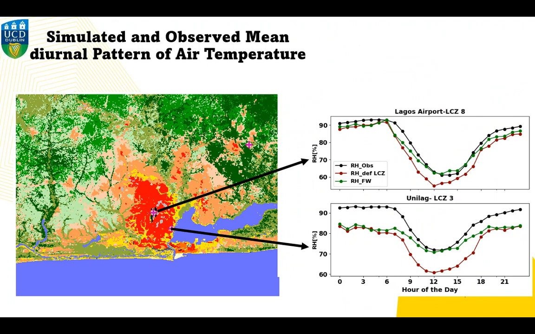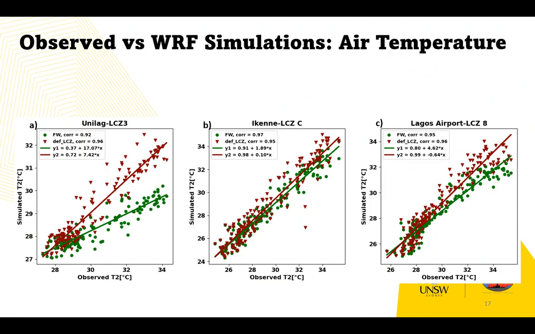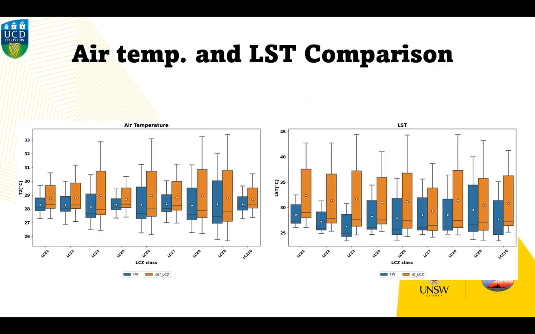So we also compare the relative humidity. We see that our fieldwork is closer to the observation than the generic local climate zone. Generally, we see that they have a similar pattern, with linear correlations greater than 0.9, except for this station, where we have lower values of air temperature from our fieldwork. The reason could be, okay, let me show you this first.